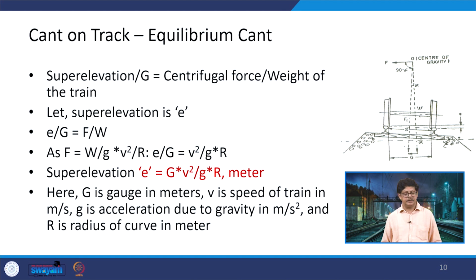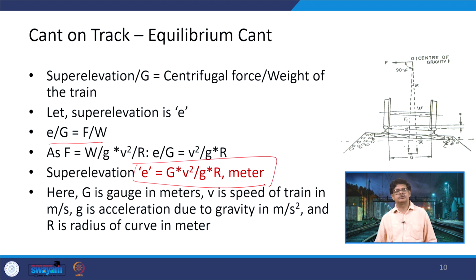Now, if we take them together, E divided by G is equal to F divided by W, and we put the value of F as W by g into V square by R. What we get finally is E equals G V square divided by g R. Depending on the units, we can find it in meters or in any other unit. Here G is the gauge in meters, V is the speed of the train in meter per second, g is the acceleration due to gravity in meter per second square, and R is the radius of the curve in meters. If you change the units, the superelevation can also be calculated in mm.